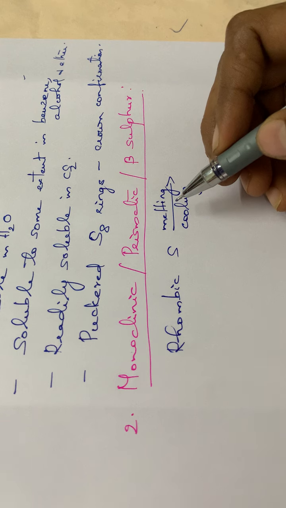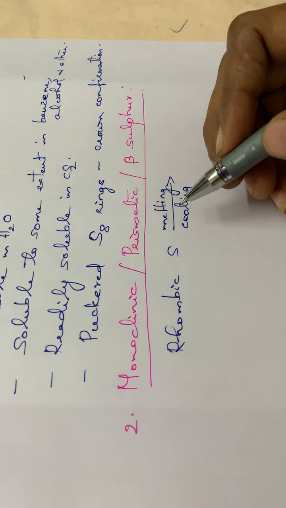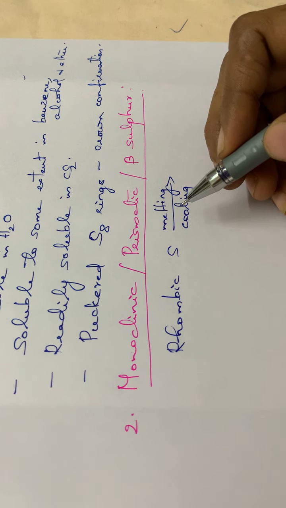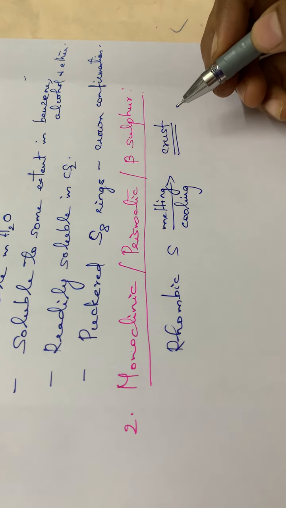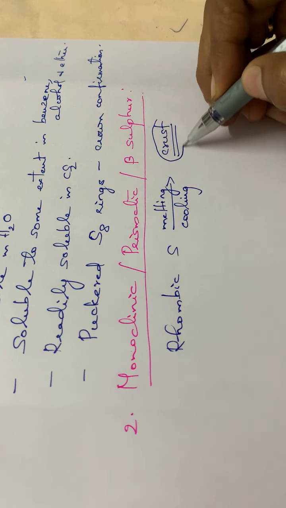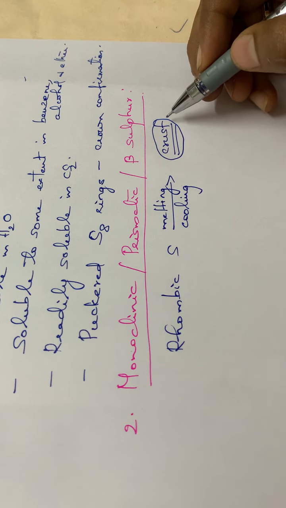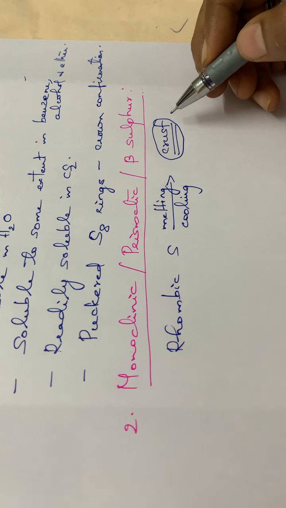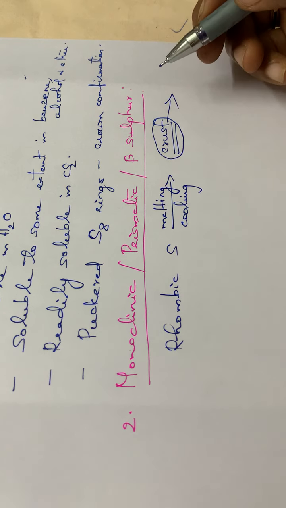Then a crust will be formed. Crust means a solid mass formed on cooling. In this crust, two holes are to be made. The liquid sulfur lying below the crust, which is not solidified, is poured out through the holes. On removing the crust, colorless needle shaped crystals of beta sulfur are obtained.